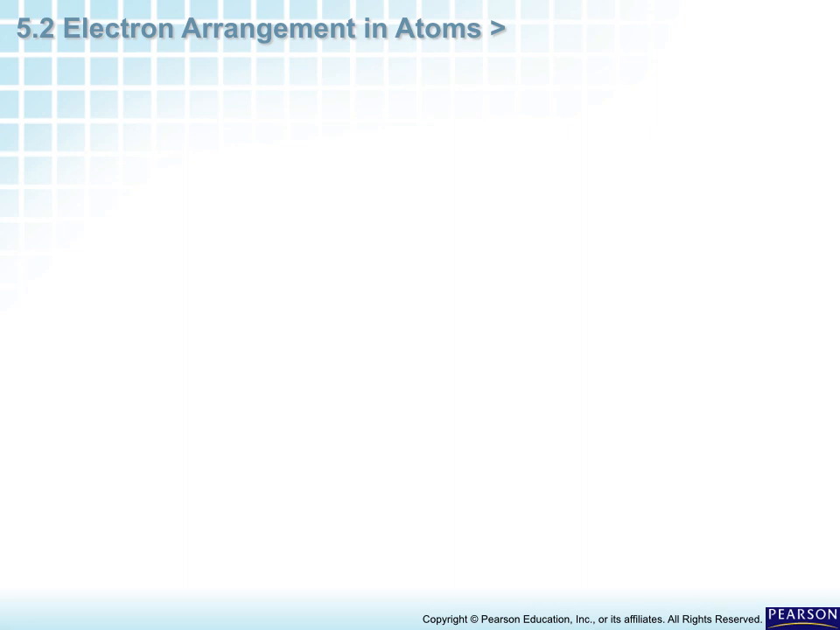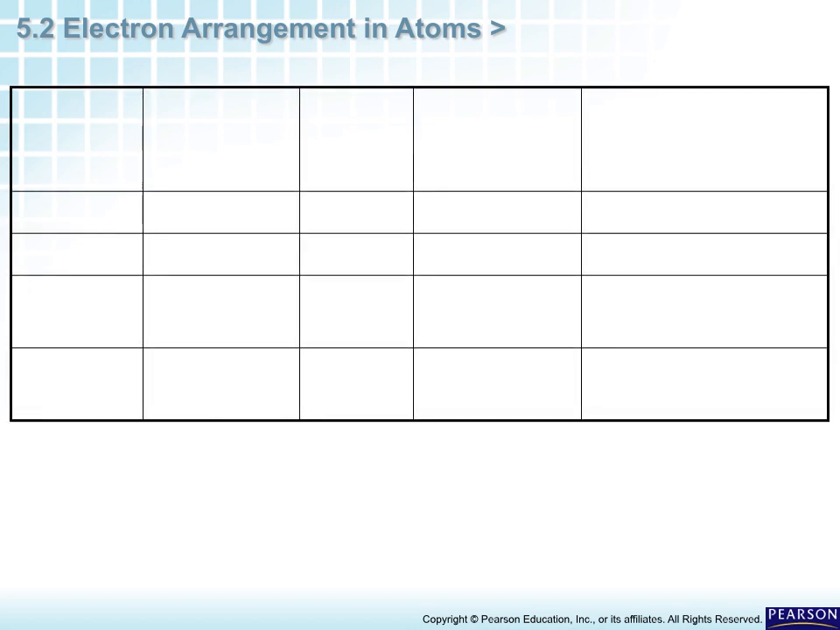So we want to talk about the arrangement of electrons. Why do we want to talk about that? We want to talk about that because depending on where an electron is, it has a certain amount of energy. So on our periodic table and in your notes, there is a table and it has the sublevels, the S, the P, the D, and the F.